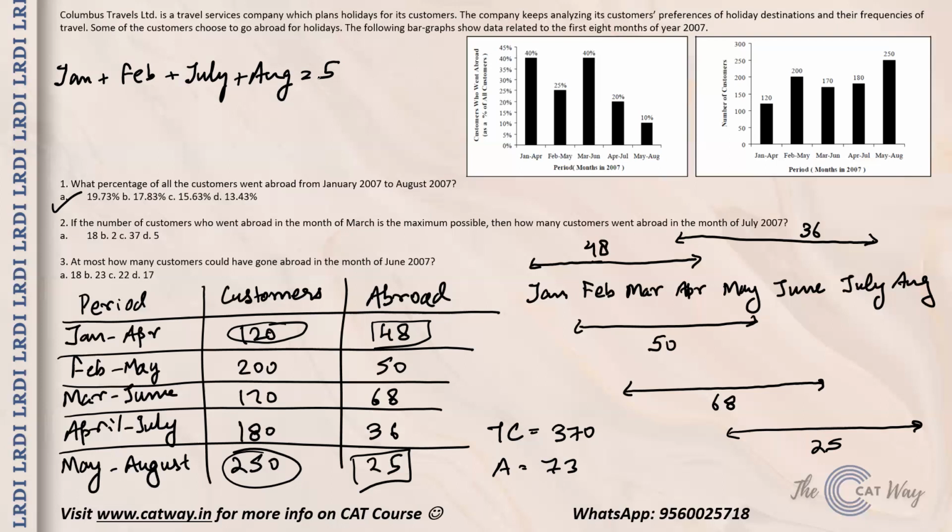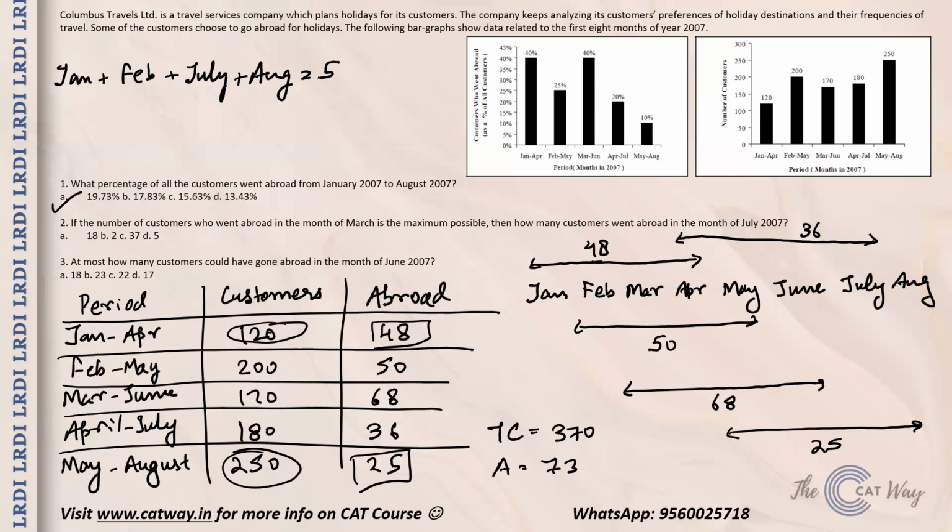And from May to August, there are 25 people who went. And from April to July, there are 36 people who have gone, right? All right. So now if you see, because you have to maximize June, you have to find what is in July, right?